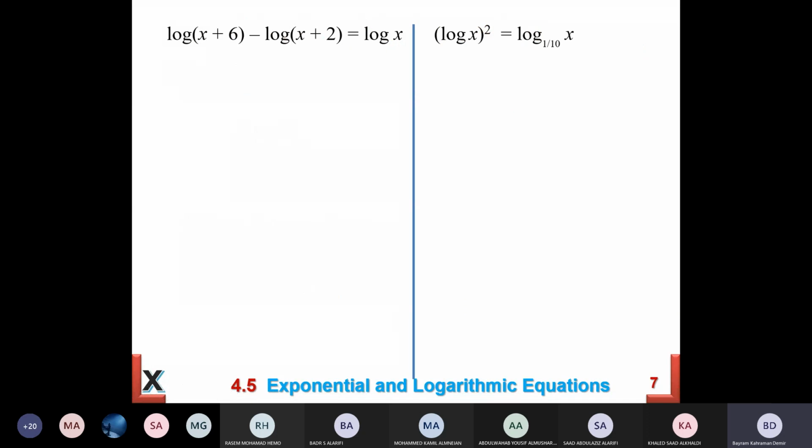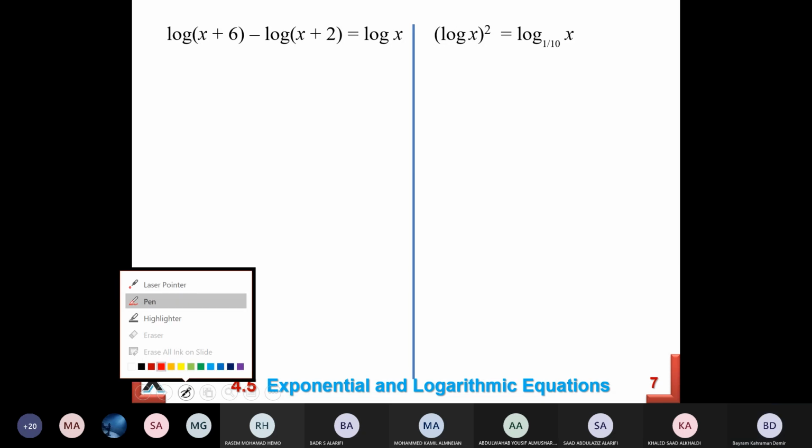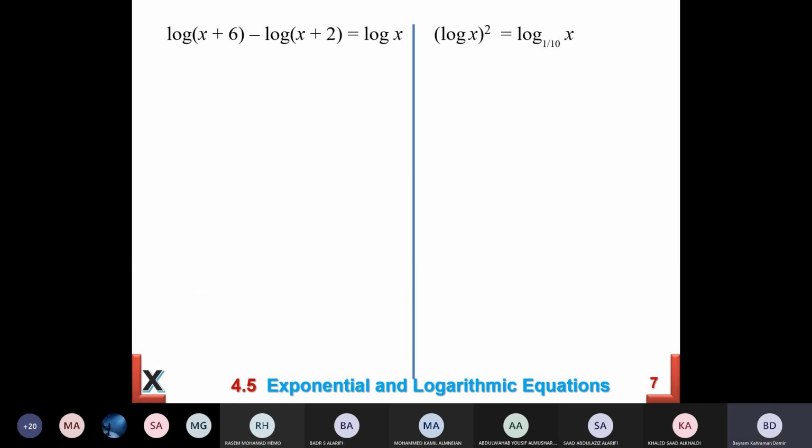Okay, let's go into some previous exam questions, Shabab. So how do we solve this logarithmic equation here? We have a subtraction of logarithms here. That means we have logarithm of a division. Logarithm of x plus 6 divided by x plus 2. On the other side, we have the logarithm of x.